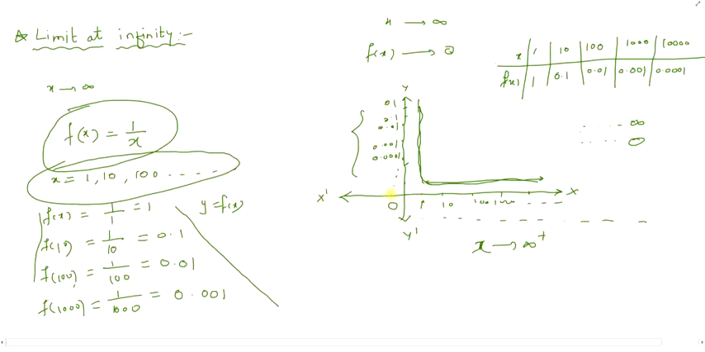But still there is a difference between that 0 and the value of the function. But we say that it tends to 0. The value of f(x) tends to 0 as x tends to infinity.